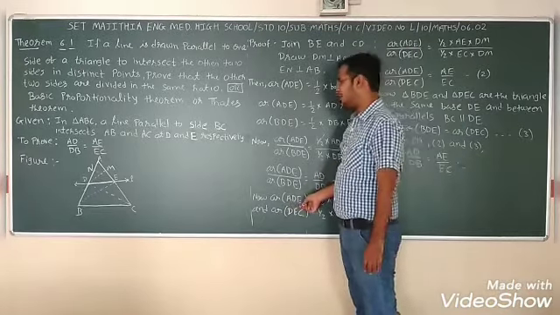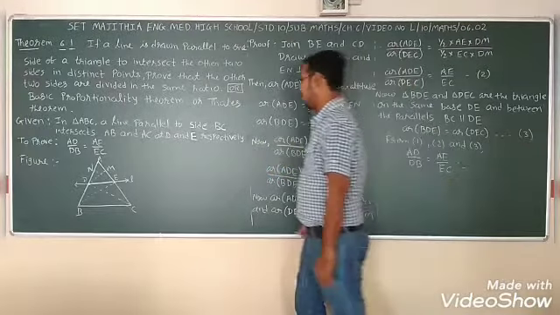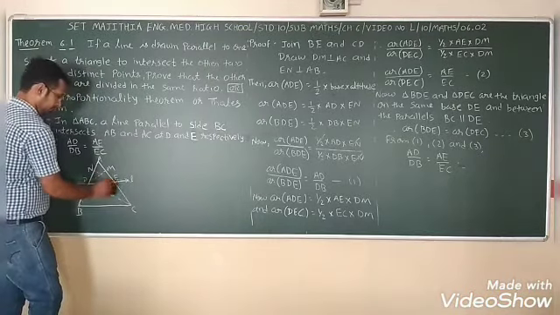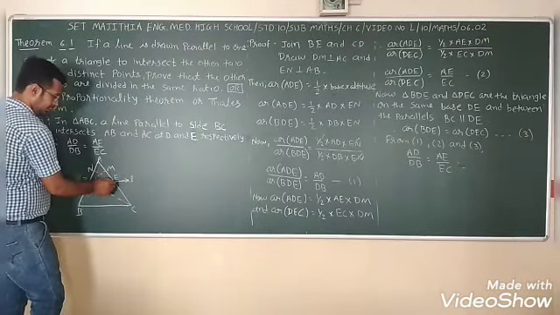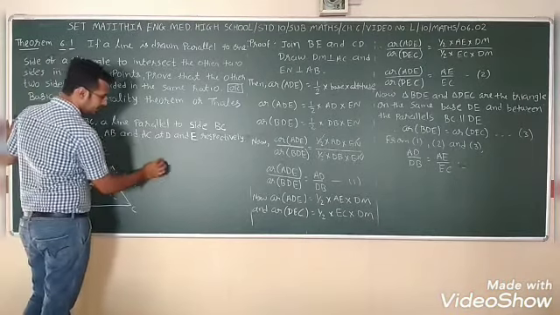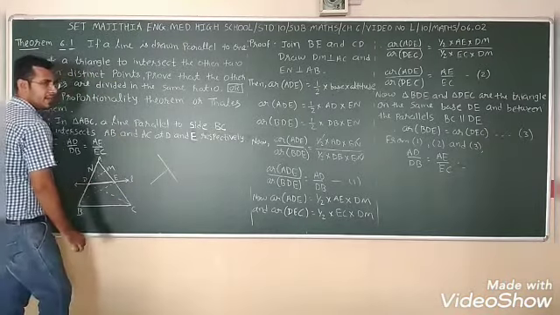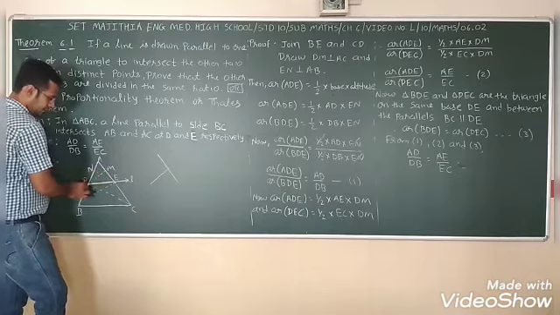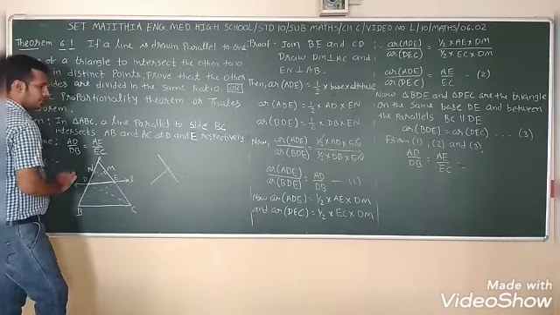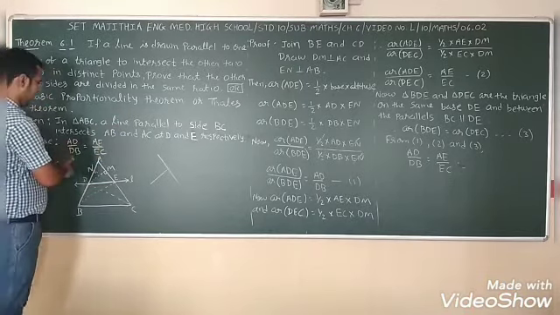Again, for the area of triangle ADE, we change the side: 1 half AE into the altitude DN. You know that perpendiculars like this make a 90 degree angle. So I got the left hand side, AD upon DB.